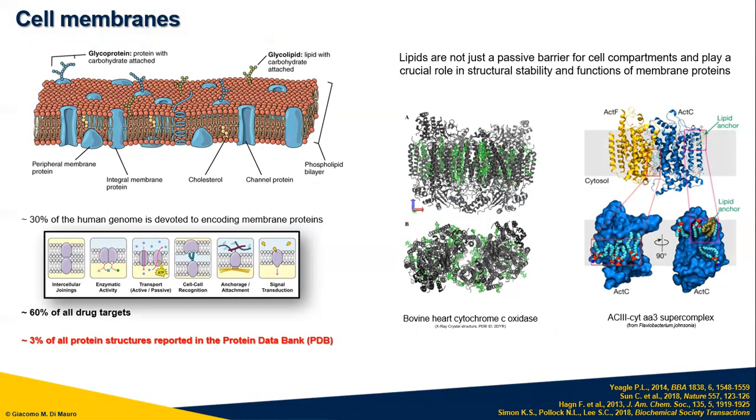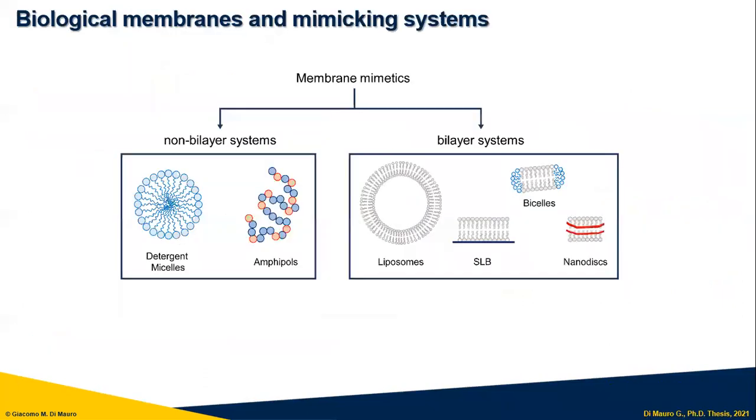In fact, membrane proteins are encoded in about 1/3 of the human genome and are targeted by about 60% of all drug targets. However, the lipid environment cannot be neglected and considered simply as a passive barrier for cell compartments. Indeed, lipids can affect proper folding, assembly, and functions of membrane proteins. Therefore, since their presence is vital, we need to mimic the lipid environment to study membrane proteins.